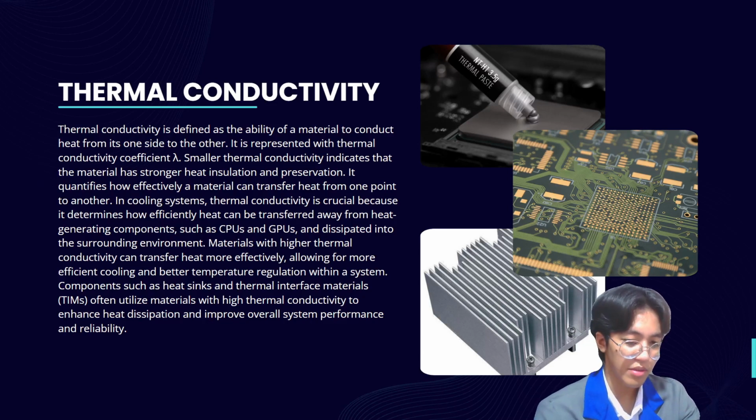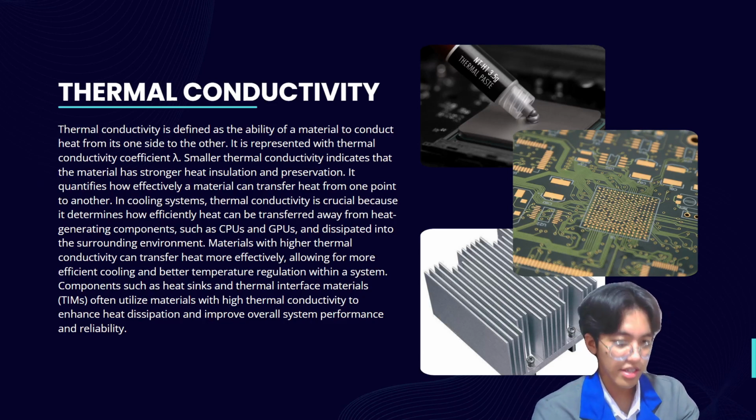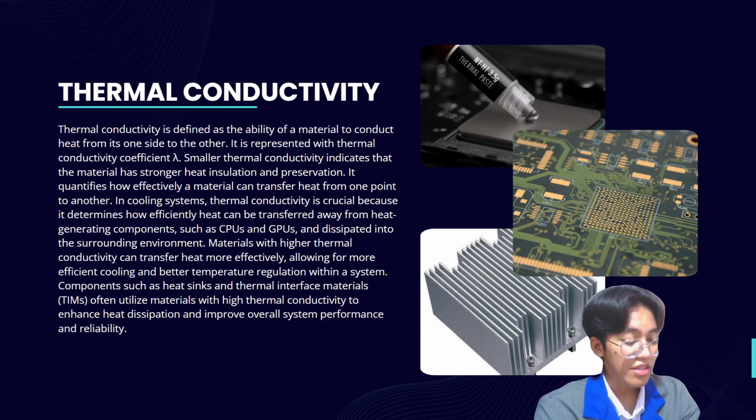What you see here is a heat sink. Aluminum is another popular material for heat sinks, as I mentioned, due to its relatively high thermal conductivity, and it is also lightweight. It's commonly used in combination with copper or as a standalone material for heat sink construction.